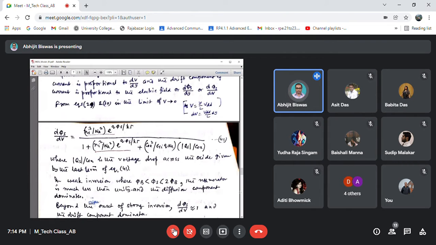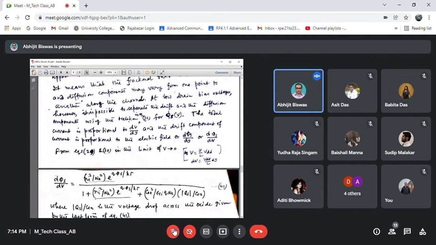See, drain current consists of two components. One is drift component of current, another is diffusion component of current. I already told you the total drain current is proportional to dV/dy, and only the drift component of current is proportional to the electric field along the channel.